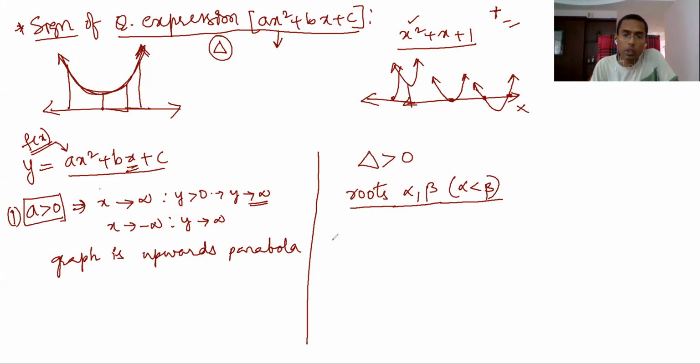So now for a greater than 0, the graph will be, as I told, this is the x-axis, and the y-axis may be anywhere. Here this is the x-axis, this is minus infinity, and this is plus infinity.